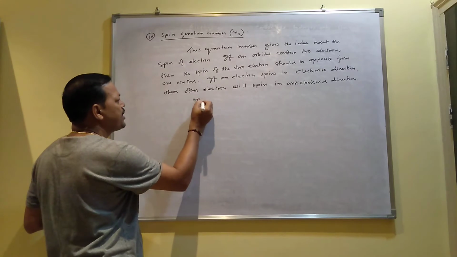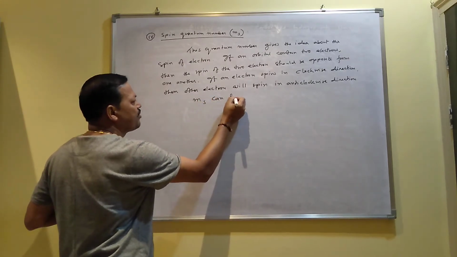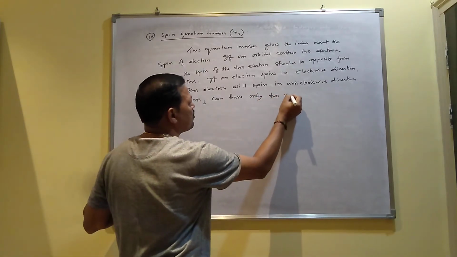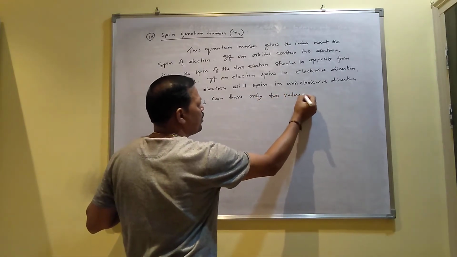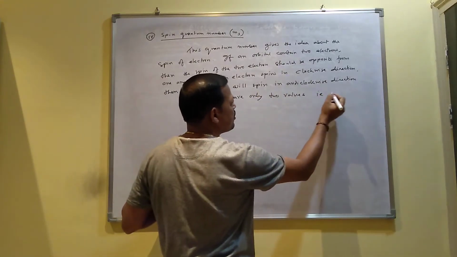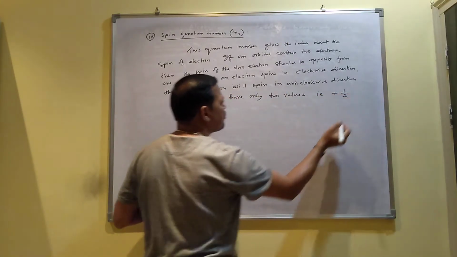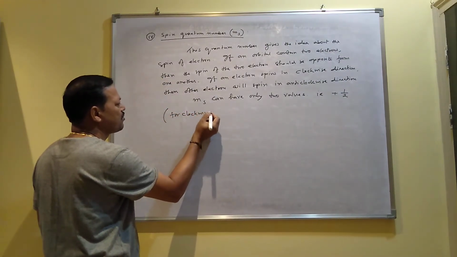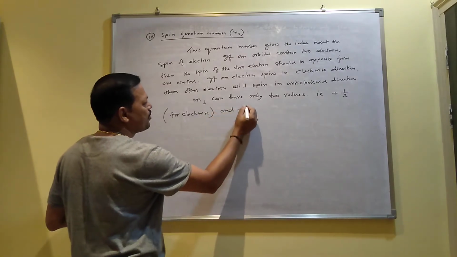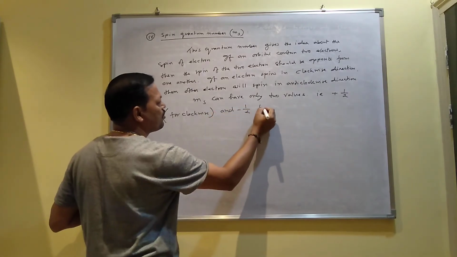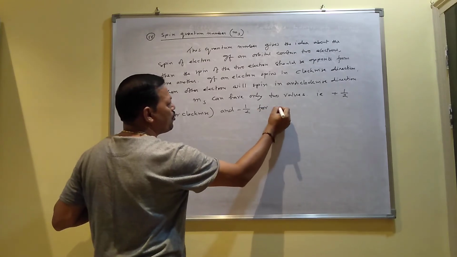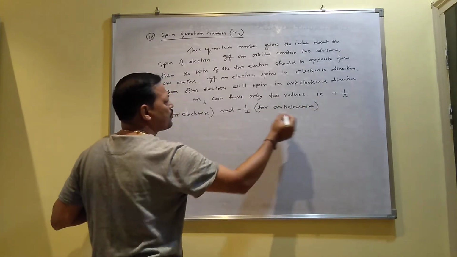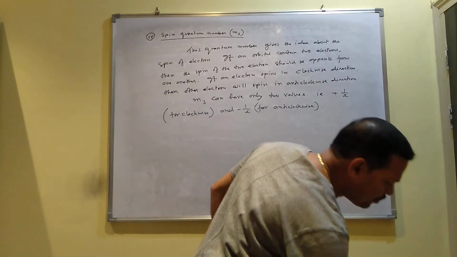This quantum number, I mean ms, can have only two values. That is plus half for clockwise and minus half for anti-clockwise. So this is about the spin quantum number.